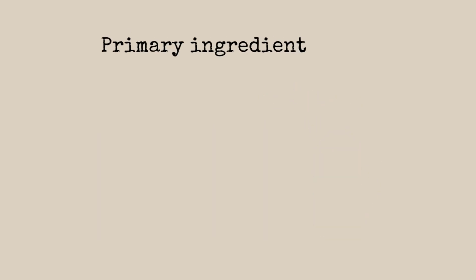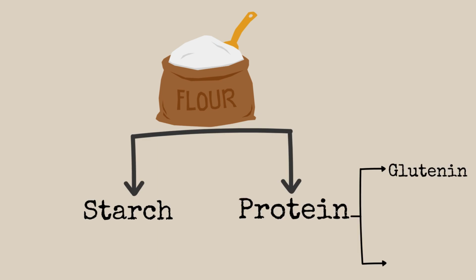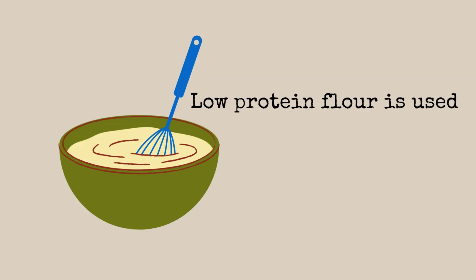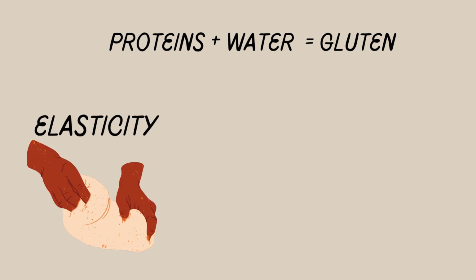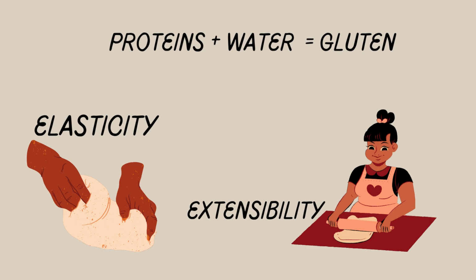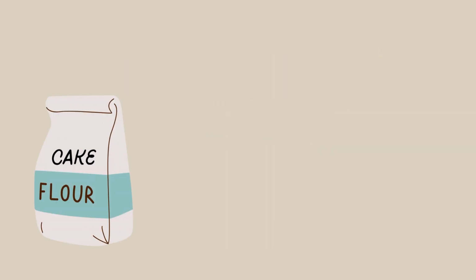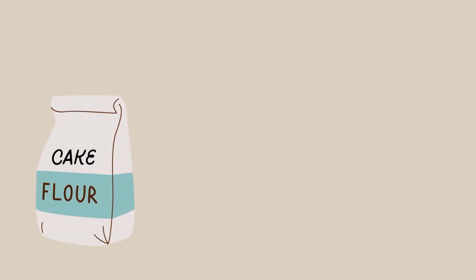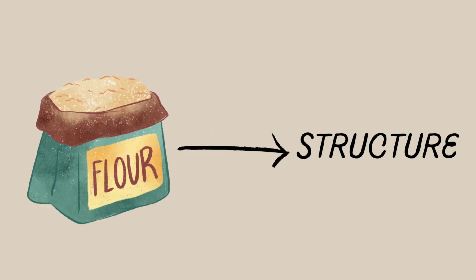Starting with the primary ingredient, all-purpose flour, high in starch and containing two primary proteins, glutenin and gliadin. When used for cakes and cupcakes, flour with low protein is recommended as opposed to bread flour with high protein. During bread making, proteins when mixed with water form gluten, a chain of proteins, and are responsible for elasticity and extensibility of the dough. But this property is not needed in cakes, so overmixing of batter is never a good thing. Hence cake flour is mostly used in cakes due to low gluten. Also, flour is used primarily for structure to hold the wet ingredients and stabilize them.